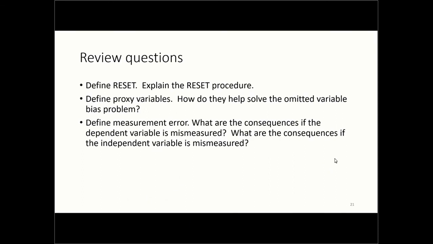So in summary, the review questions: you need to know and be able to define RESET and explain the RESET procedure. Define proxy variables. How do they solve the omitted variable bias problem? Then define measurement error and what are the consequences if the dependent variable is mismeasured, and what are the consequences if the independent variable is mismeasured.